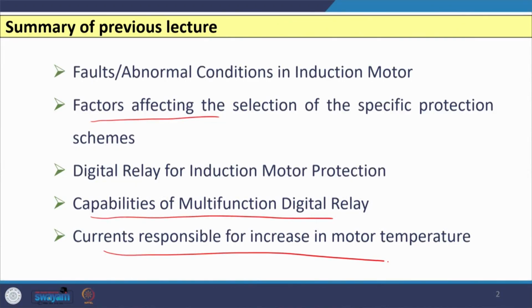Then we discussed that a 10% increase in winding or motor temperature above its specific limit will reduce the life of the induction motor by 50%. The motor temperature increases for two reasons: either insulation failure or mechanical failure. Heating is a major issue, and if we wish to protect against it, we have to use the digital thermal element inside the digital relay, which is one of its vital functions.